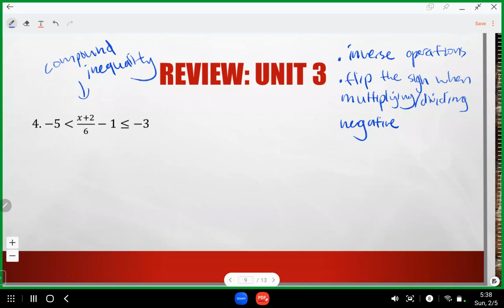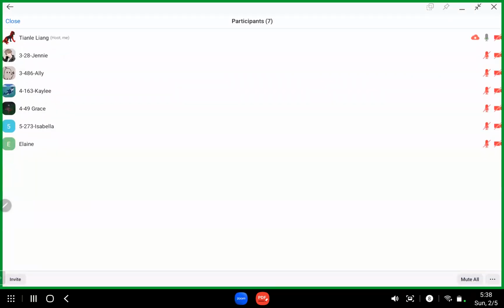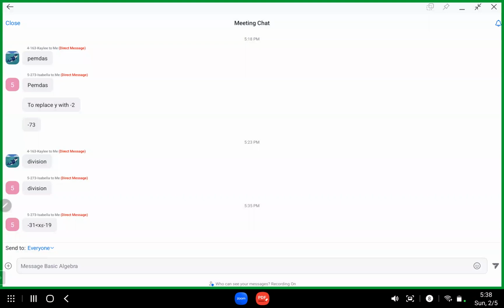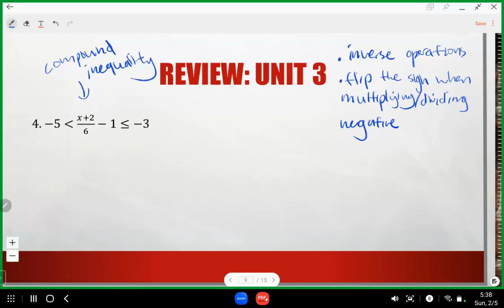All right, so I've given you some time to solve this. So now let's start solving this. Okay, so we have a chat message. Isabella says x is in between -19 and -13. Very good. Let's see if it's correct.